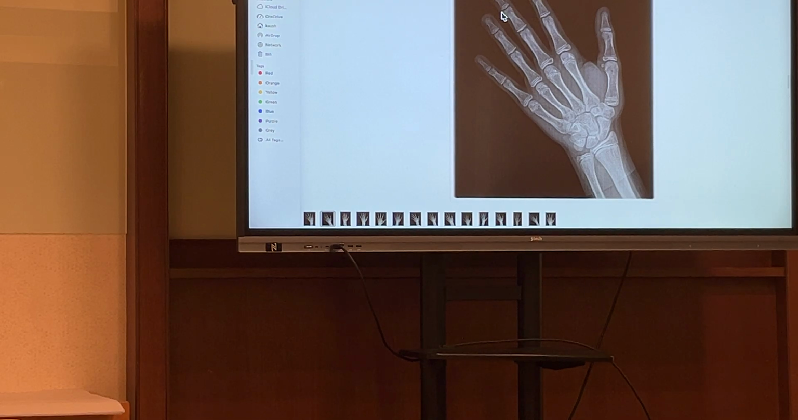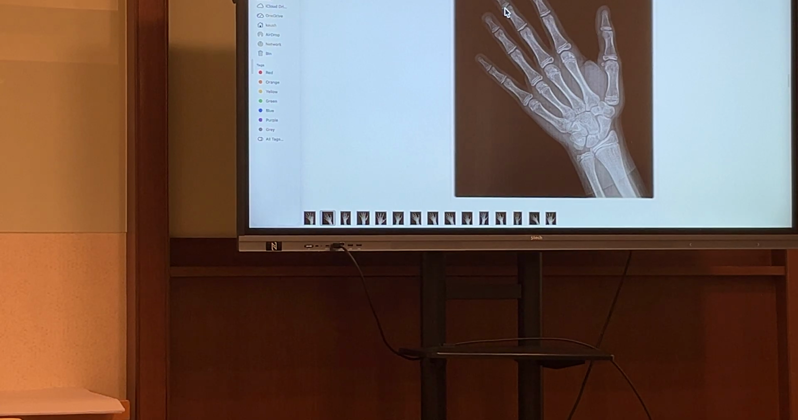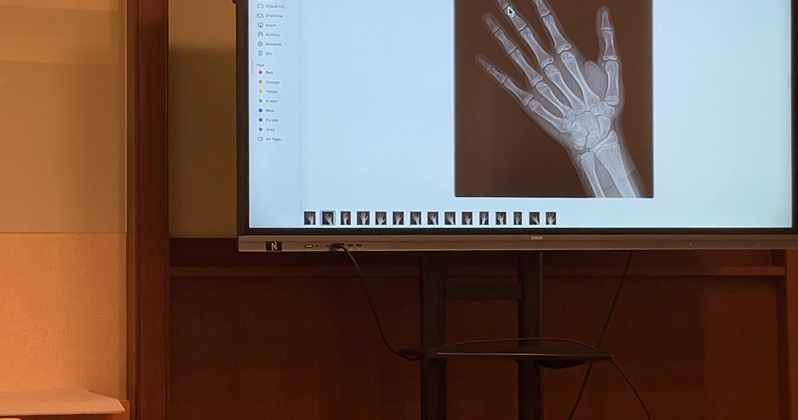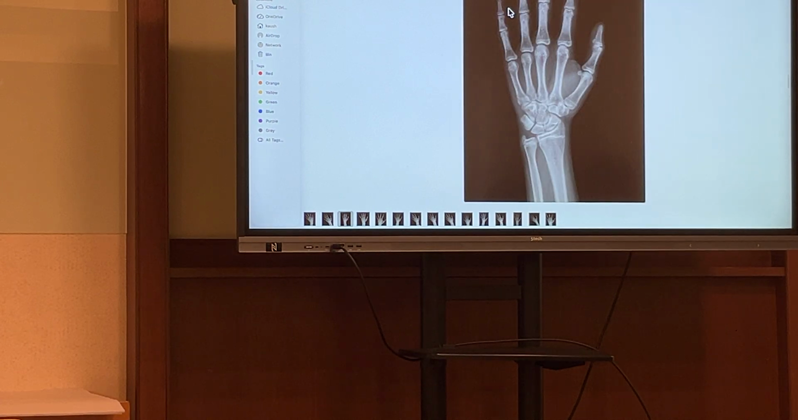Do you see the distal phalanx here? Do you see any union? No. You can see them as two different bones. There is no union. Okay? Next.